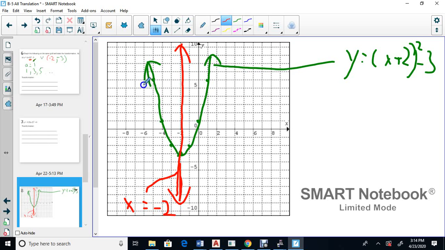Okay, transformation. So look at this. There's no vertical stretch. It's just the standard 1, 3, 5. There's no reflection. There's no nothing. So we'd have none of those. It only went to the left by 2 and down by 3. So let's fill that in.